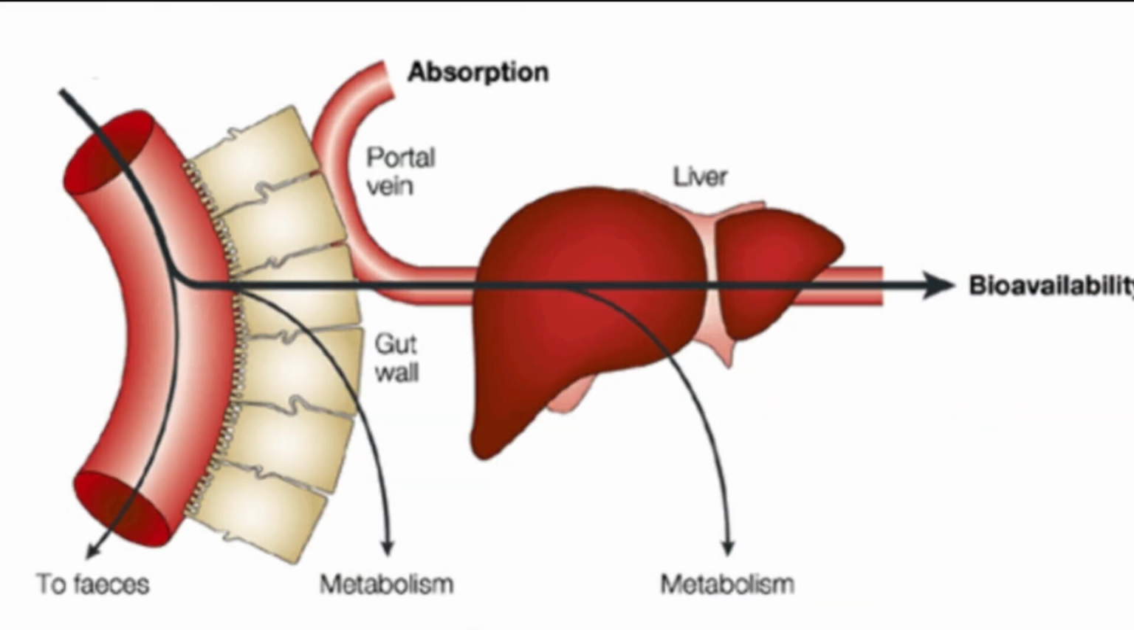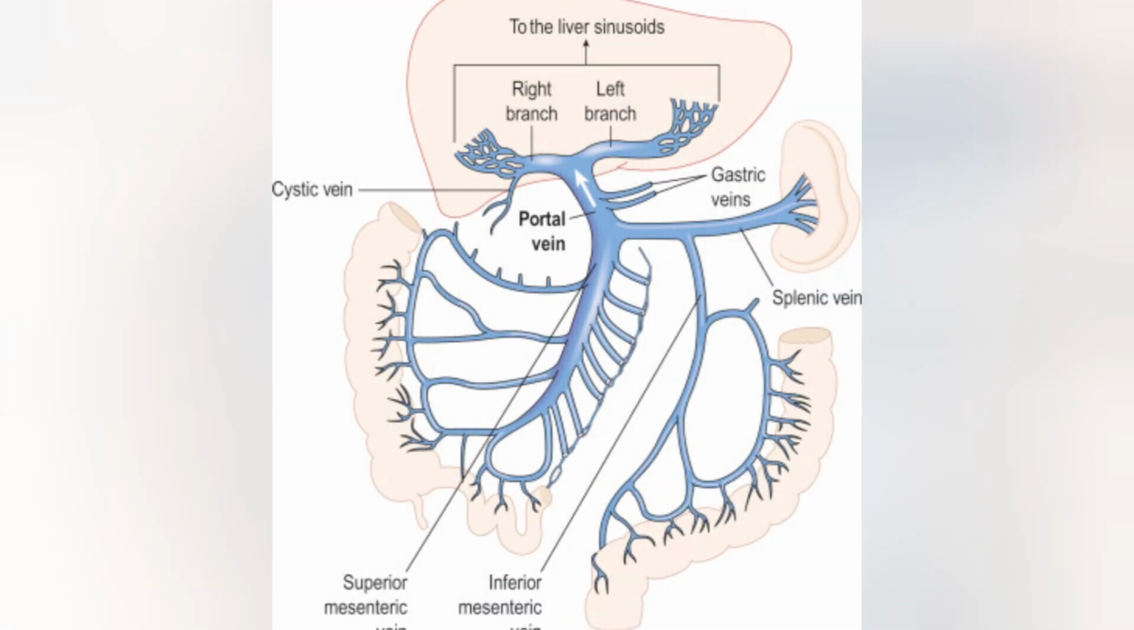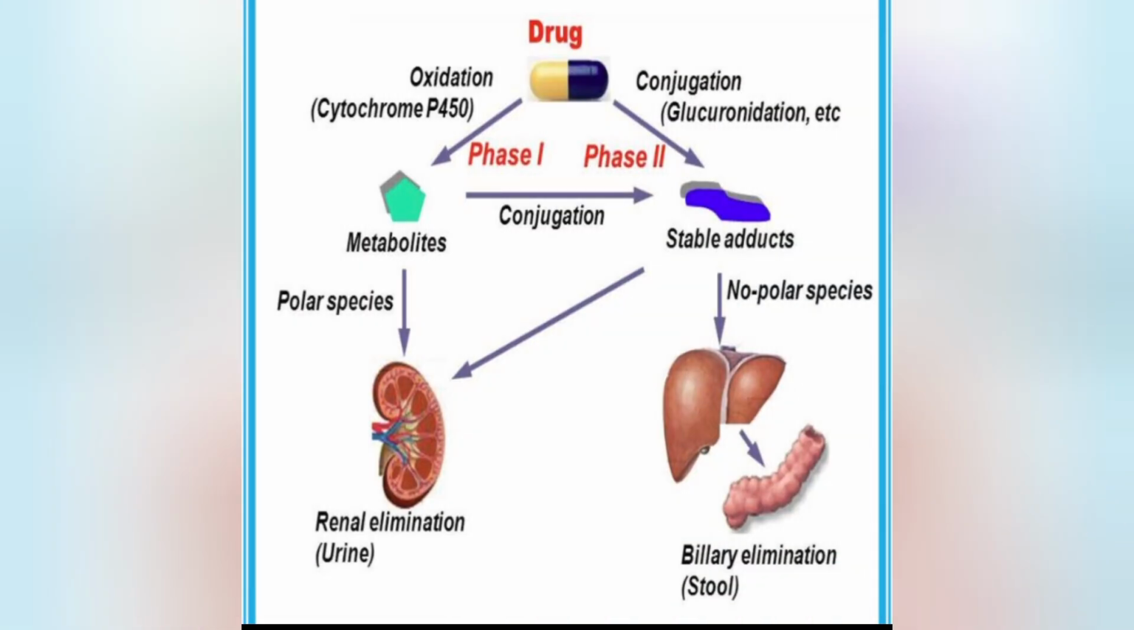First pass metabolism effect. Another important reason insulin is not given orally is first pass metabolism. Drugs absorbed from the intestine pass to the liver before reaching the systemic circulation. The liver contains enzymes that metabolize drugs. Insulin entering the liver orally would be rapidly broken down and inactivated. This results in very low bioavailability, meaning almost no insulin reaches the target tissue.